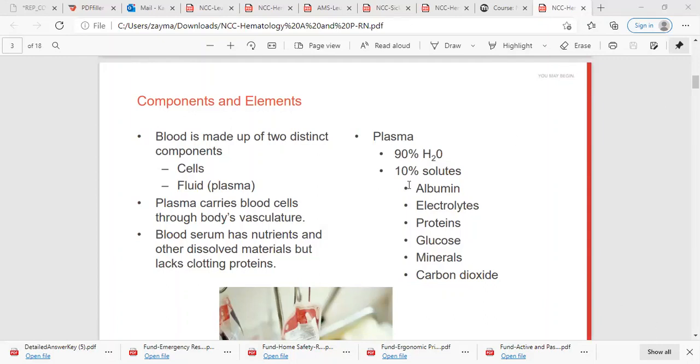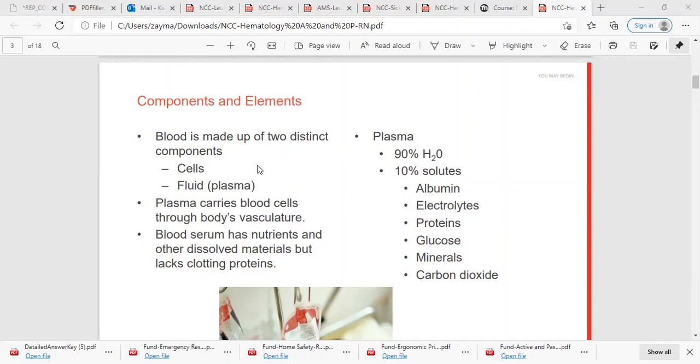The plasma is responsible for carrying a lot of nutrients, also responsible for carrying clotting factors. So you see here, it's 90% water, 10% solutes. Those solutes include albumin, which is a protein, and other proteins that are responsible for maintaining the integrity of our cells, also responsible for tissue repair, things like that. Certain proteins carry other nutrients. Minerals like iron, and so on.